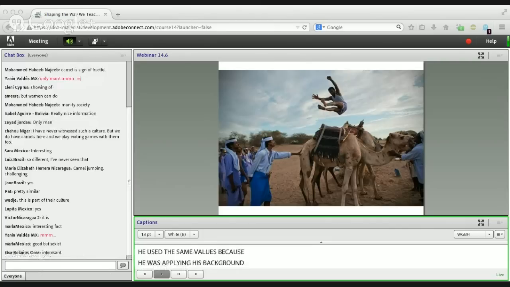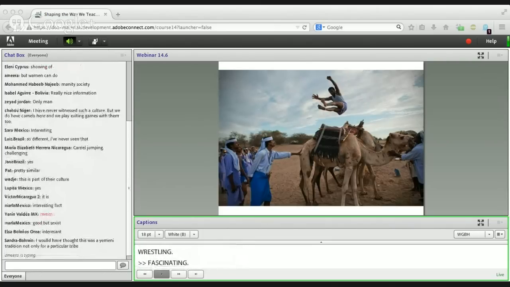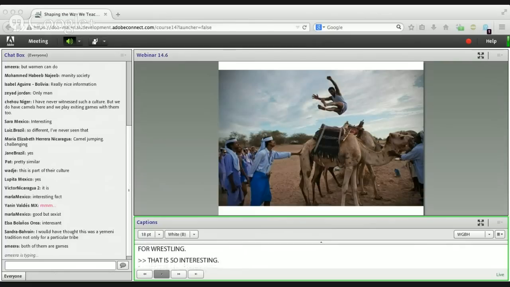Fascinating. Well, when I talked to the Mongolian and did the interview, I showed her the Yemeni camel jumping photo. The answers that she gave were very much like the answers she gave for wrestling. That is so interesting. What does that mean? I think it means what we're saying here today, that we're applying our own background knowledge and we jump to evaluating through our own background knowledge. Right? I think so.